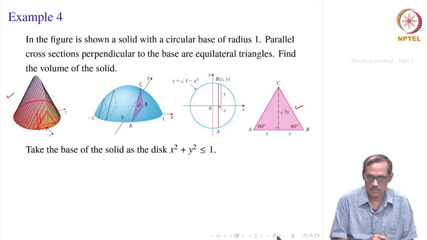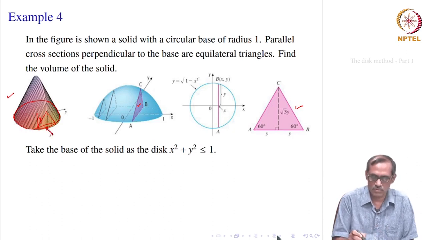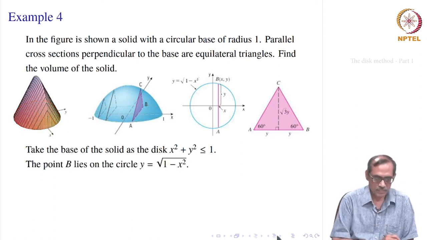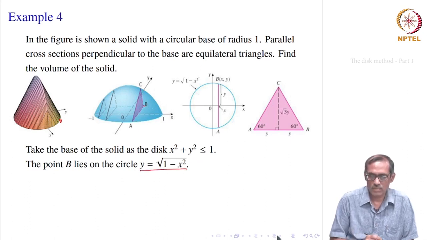First thing is we have to see it as a solid of revolution and then of course we can apply. So, now take the base of the solid as the disk, square root of x square plus y square less than or equal to 1. Since this is the x axis we have chosen, the base of the solid is one circle or a disk really. So, that disk is x square plus y square less than or equal to 1. Okay. The point B is the point here which is where the cross sectional area comes. That is painted here B in the second picture that lies on the circle, right, which is the boundary of this disk x square plus y square less than or equal to 1. Therefore, in the plane xy, y is equal to square root of 1 minus x square. That is clear because this is B (x, y). So, that gives rise to y equal to square root of 1 minus x square.